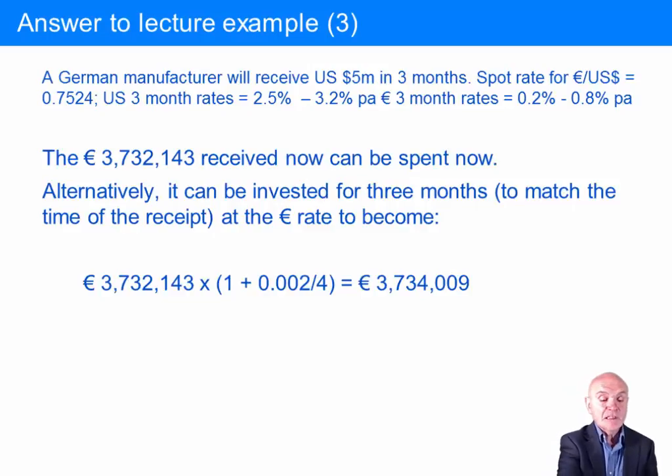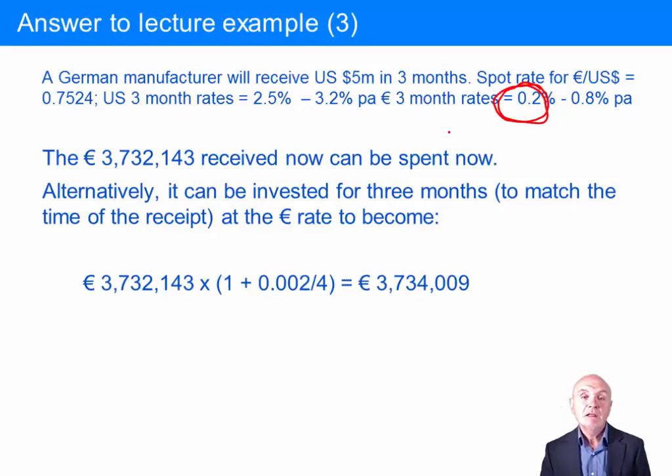We could spend this amount of euros now on plant and machinery and so on. You can do whatever you want with it, but always in these questions you say, right, let's just put it aside for 3 months on deposit and see what it would become in 3 months. So here we'll be dealing with euros, and we would be depositing euros for 3 months. And again, the 0.2% is expressed as a per annum rate, but it's only for 3 months, so we need a quarter of it.